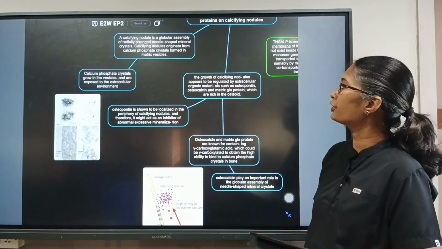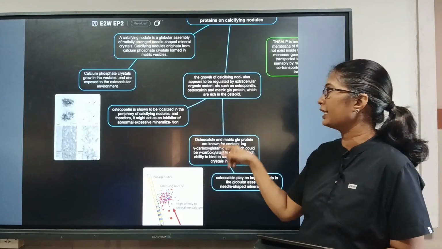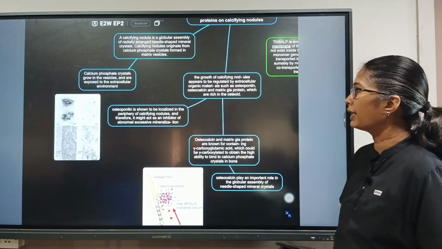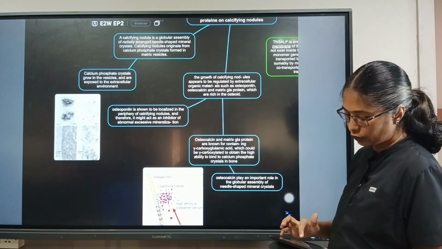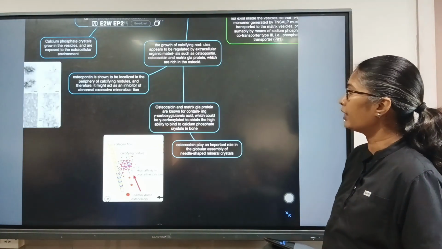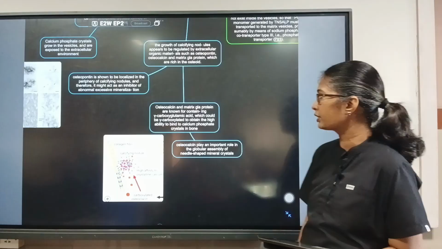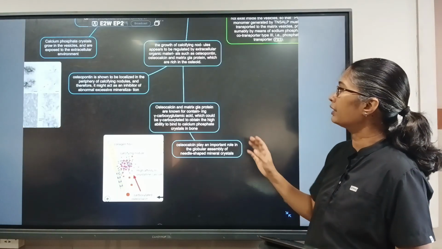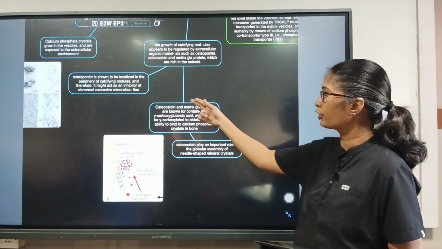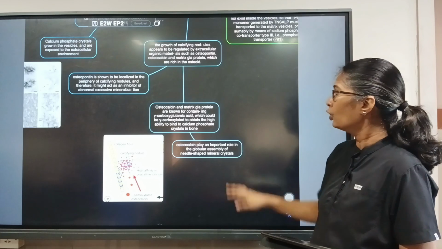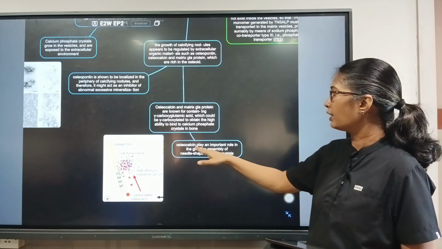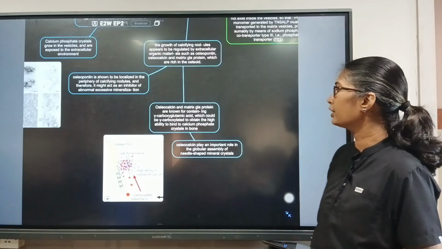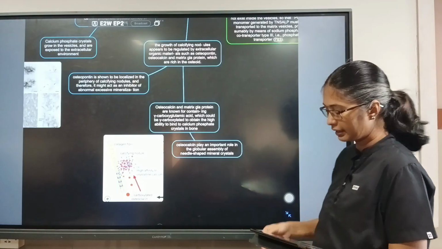The osteopontin is shown to be localized in the periphery of the calcifying nodules, and therefore it might act as an inhibitor of abnormal excessive mineralization. Whereas osteocalcin and matrix GLA protein are known for containing gamma-carboxyglutamic acid, which could be gamma-carboxylated. That is, osteocalcin becomes gamma-carboxylated to obtain a high ability to bind to calcium phosphate crystals in the bone.